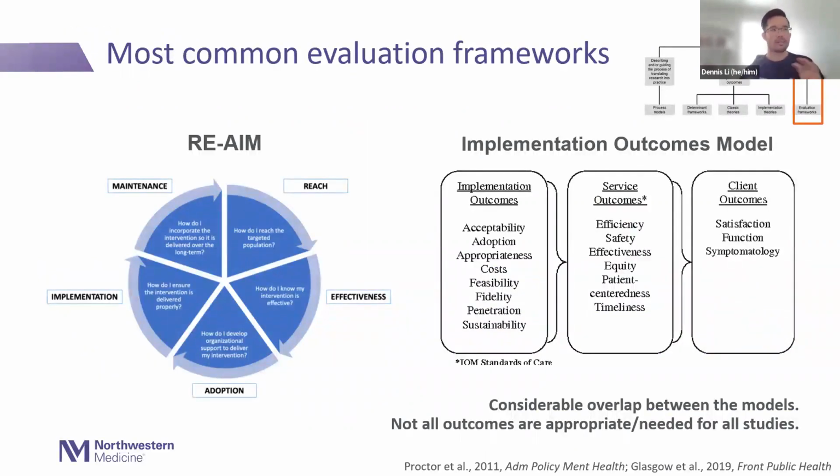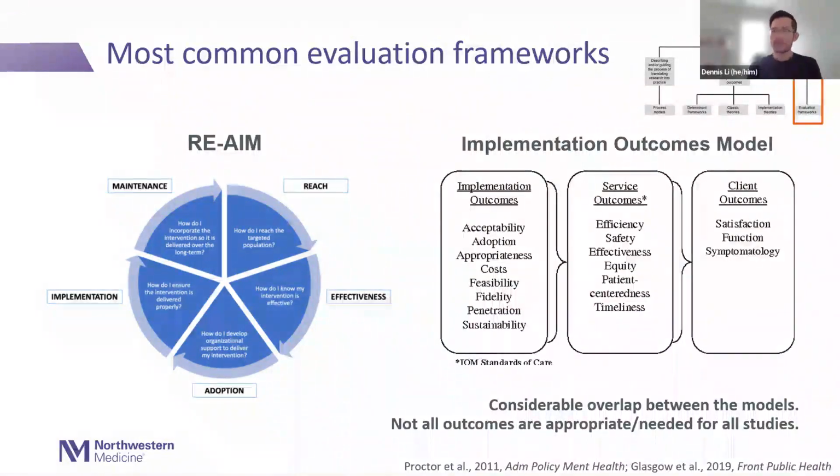So thinking about our taxonomy of implementation frameworks, outcomes are going to be all the way here on the right, called evaluation frameworks. And the two main ones used in the field are RE-AIM, which stands for Reach, Effectiveness, Adoption, Implementation, and Maintenance, and the Implementation Outcomes Model, or the Proctor Model. Both of these were readings for this week.